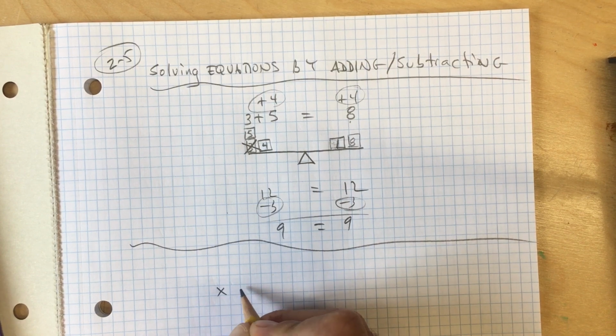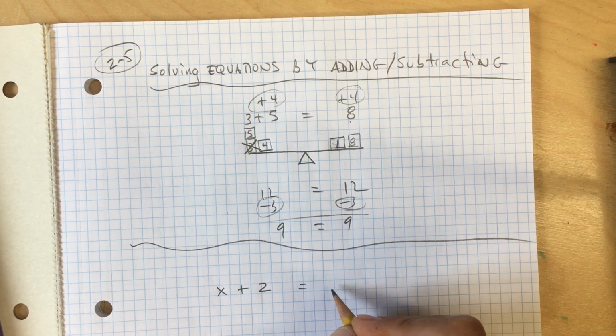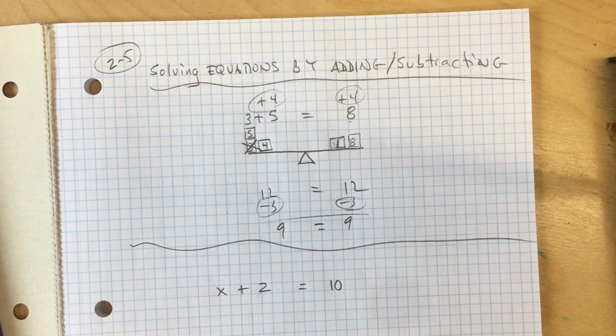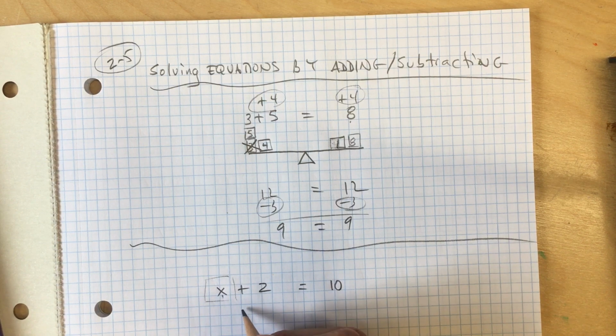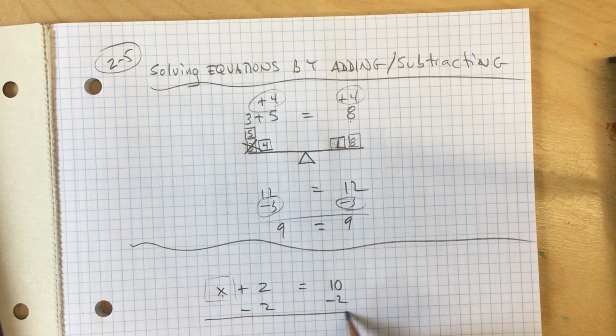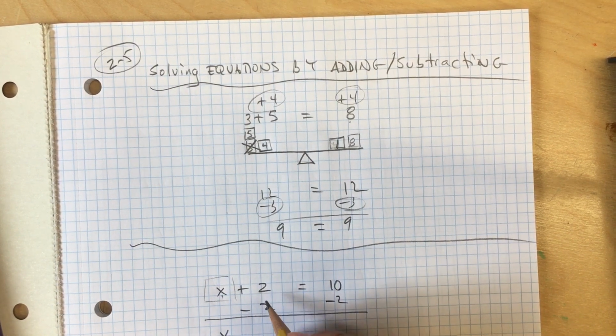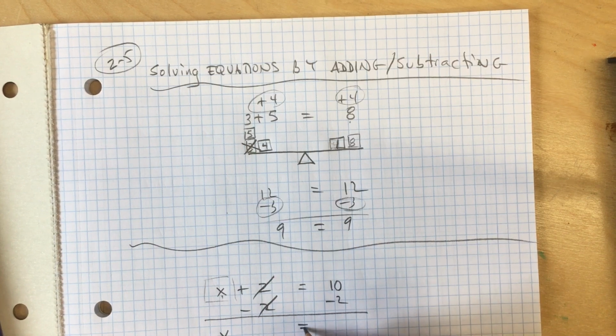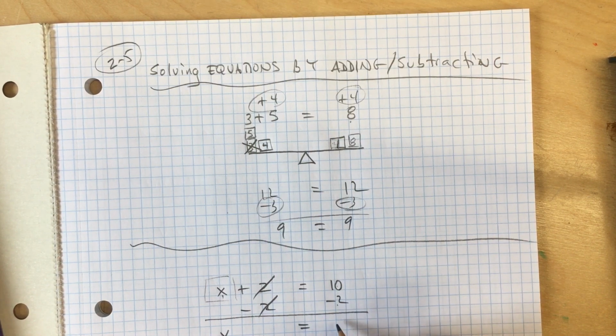Let's say that we have x plus 2 equals 10. Well, what we want to do is look at the equation, find the variable, and get that thing all by itself. Well, what do we have here? We have a plus 2. We are going to do the opposite. So let's subtract 2 from both sides, and then we have the x still. Plus 2 minus 2 cancels, and then we have 10 minus 2 is 8. And so we solve the equation.